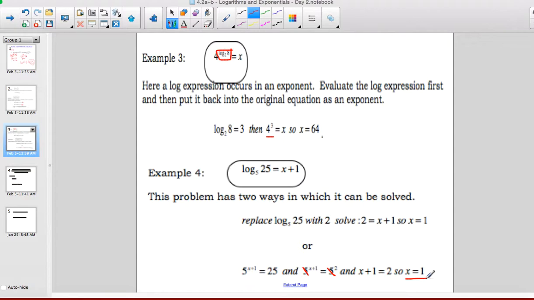All of these questions, it's very easy to plug your answers back into, right? If you plugged 1 back in, log in base 5 of 25 is 2. Okay, 1 plus 1 is 2. Very easy to check these.